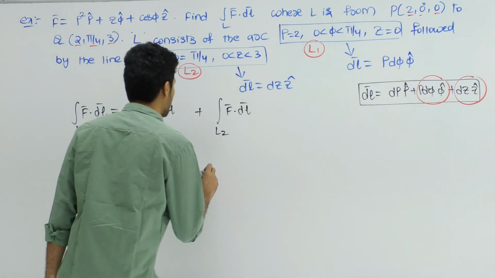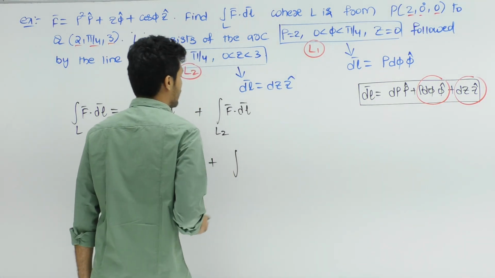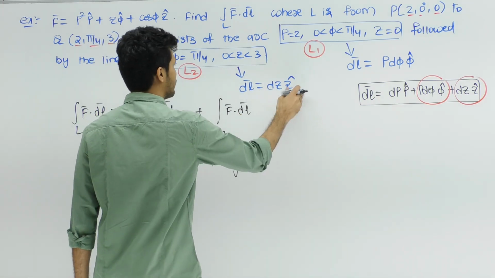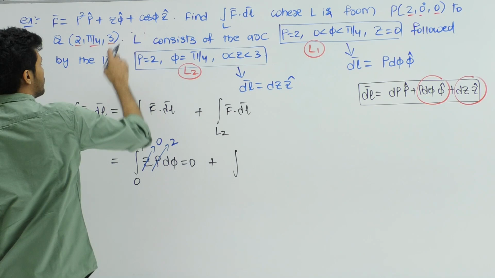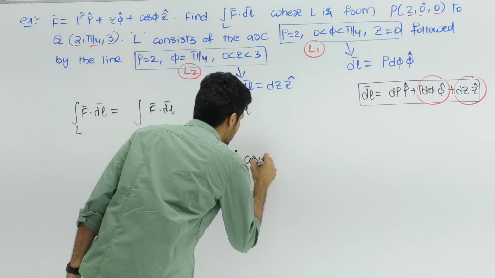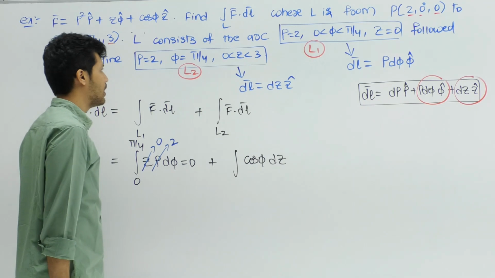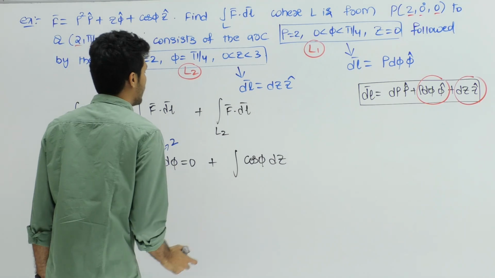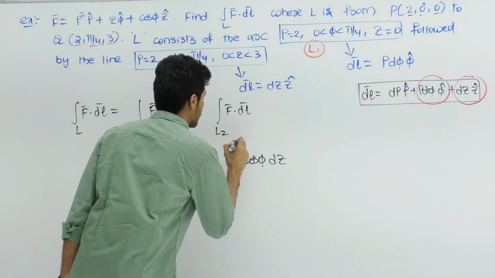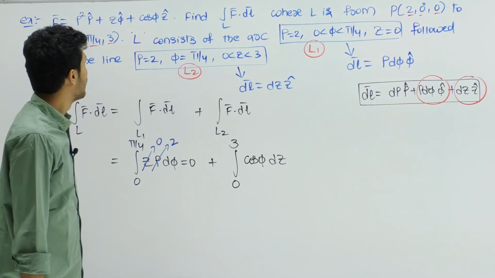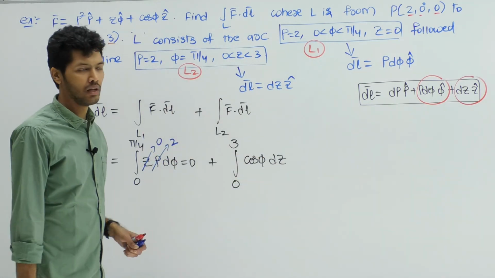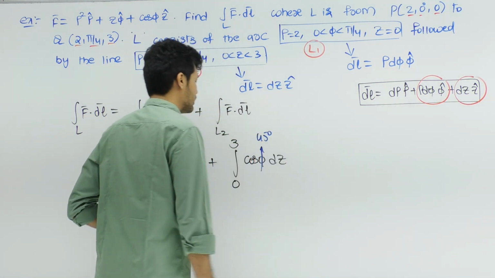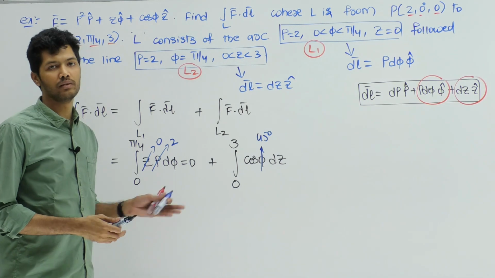And what about along the second path now? Along the second path, we have f bar dot dl bar, and dl bar, if you notice, has only the z cap component, and the z cap component here is cos φ. So we can write this as cos φ into dz. Along this path, the only variable we have is z, so let us write the limits of only z. z changes from 0 to 3, okay? And the value of φ along this path is π/4, which is 45 degrees. And cos 45 is 1 by root 2.